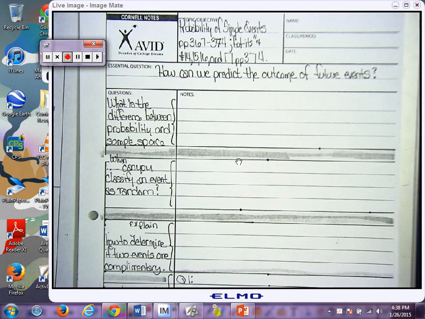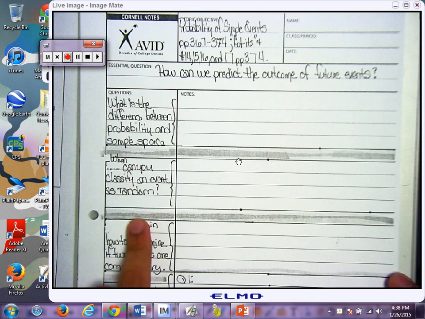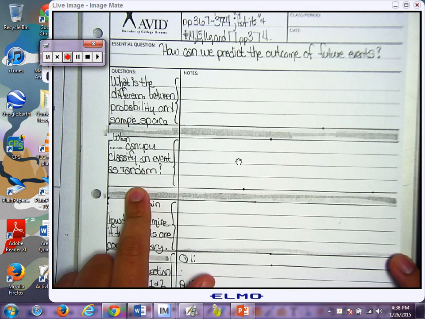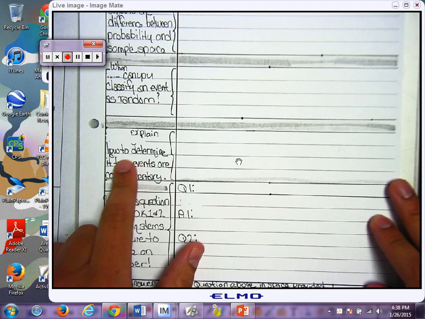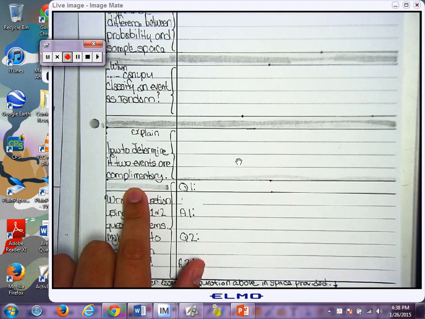Okay, so that is the main goal we're trying to teach you in this lesson, and along the way we're going to be answering questions as we go. What is the difference between probability and sample space? When can you classify an event as random? And explain how to determine if two events are complementary.